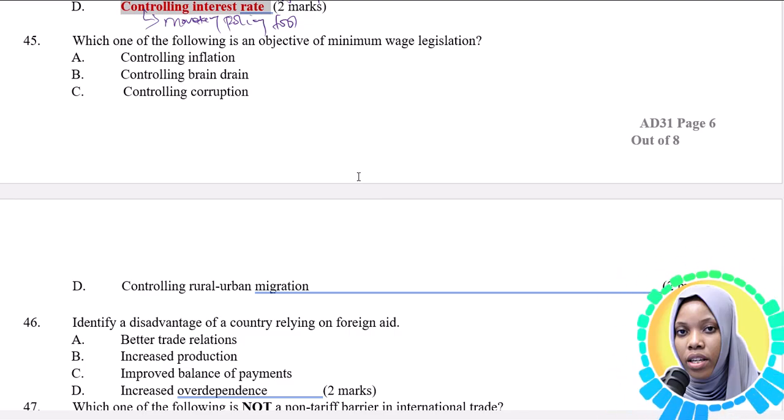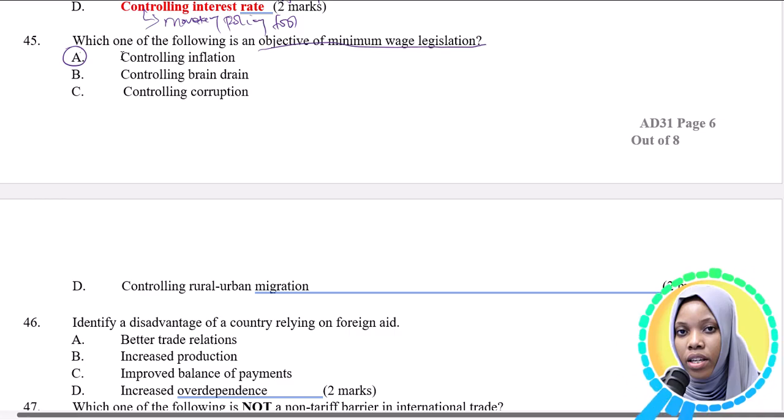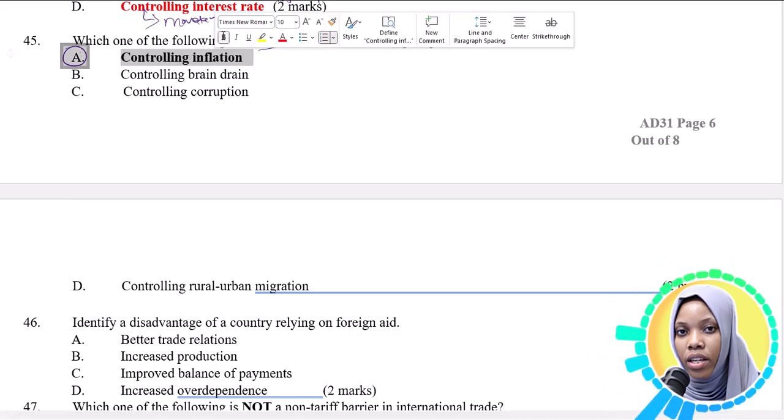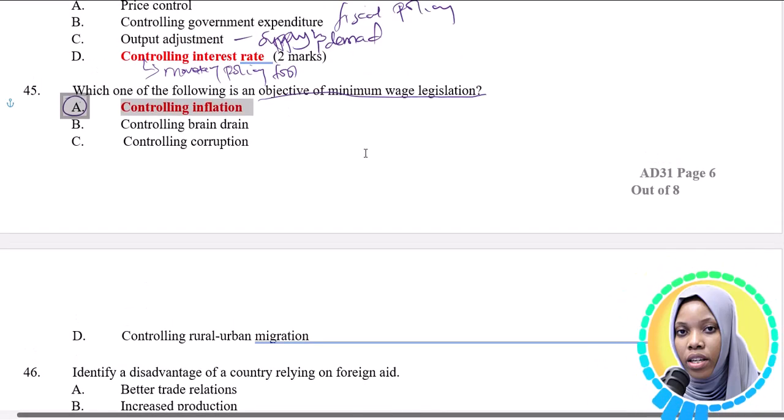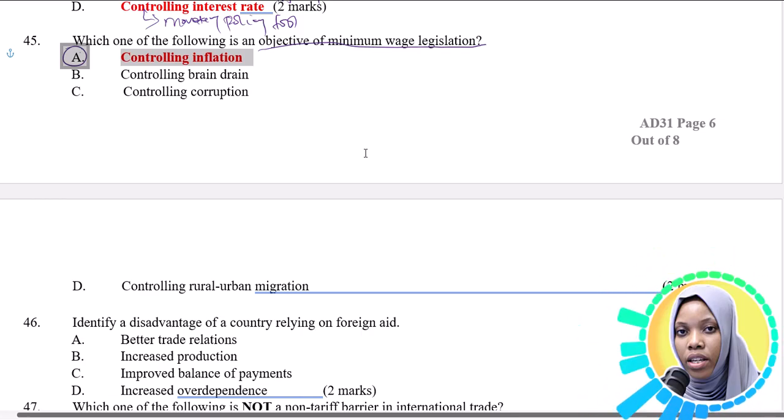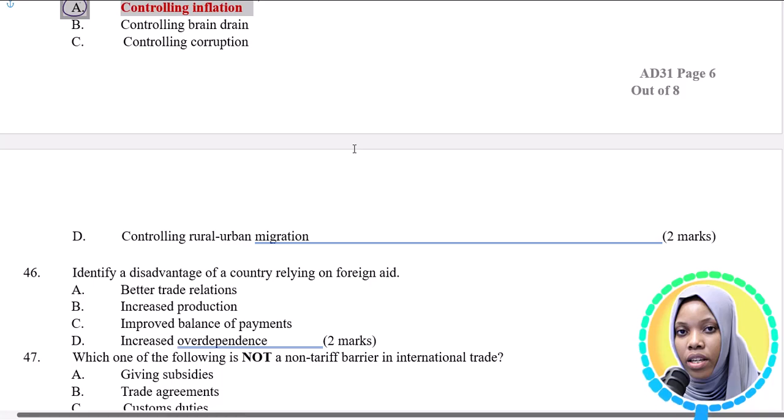The main objective of minimum wage legislation is controlling inflation. There will be less money in circulation, and so inflation will be minimized. We don't want inflation. Inflation is bad for an economy. So our choice here is choice A. When we charge minimum wage, there will be less money in supply, hence less or no inflation.